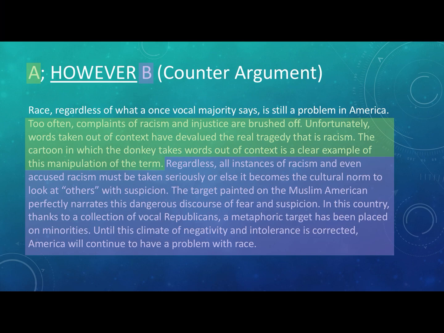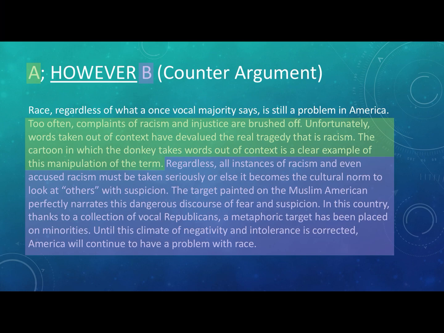So I've presented that if my overall claim, like I said, is about race being a problem in America, I'm going to use image B, the one with the donkey, to talk about how, yes, there are instances where people take words out of context. There are instances where people overreact and are too sensitive. There are instances where people abuse what is a very real problem in America, okay? So that is the they say.